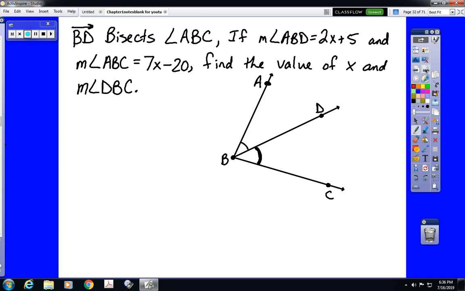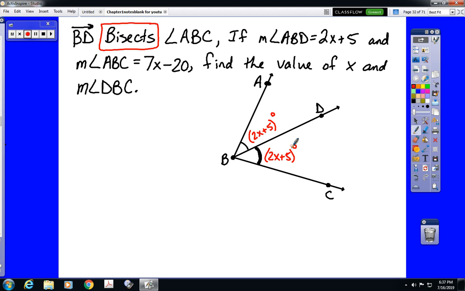Now if BD bisects angle ABC, then we can plug in this 2x plus 5 here. Now they didn't give us a separate measurement for angle DBC, but this word bisects tells us all we need to know. That means that this angle is also 2x plus 5 degrees. Now, the problem with that is that that's not going to be enough information for us to solve, because we can't do what we did in the last problem where we set those two things equal to each other.